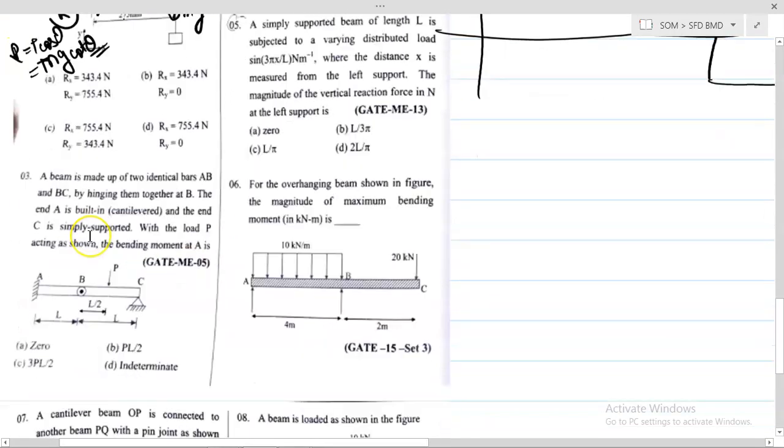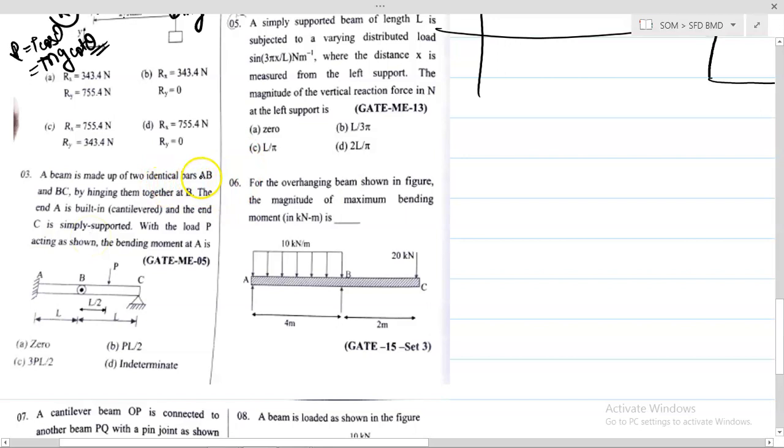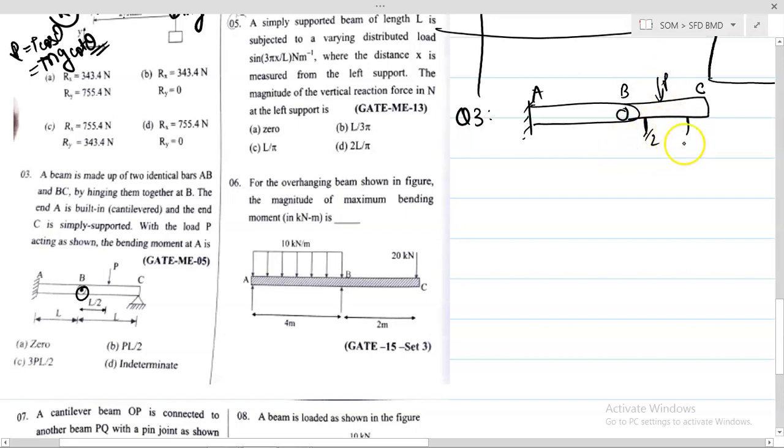Now in the next question it is given a beam made of two identical bars AB. Okay, the same question that I said. We need to find the bending moment at A. So it is hinged at point A. First of all we draw the diagram for question 3. Just put like this, C, B, A. So this P load is acting at L by 2. This is your complete L, and this is your L. Now you need to find what is the bending moment at A.